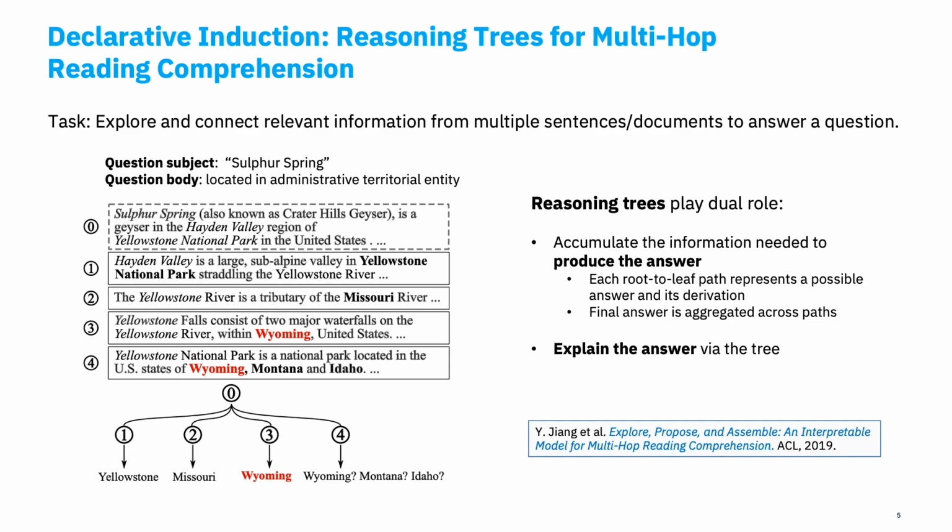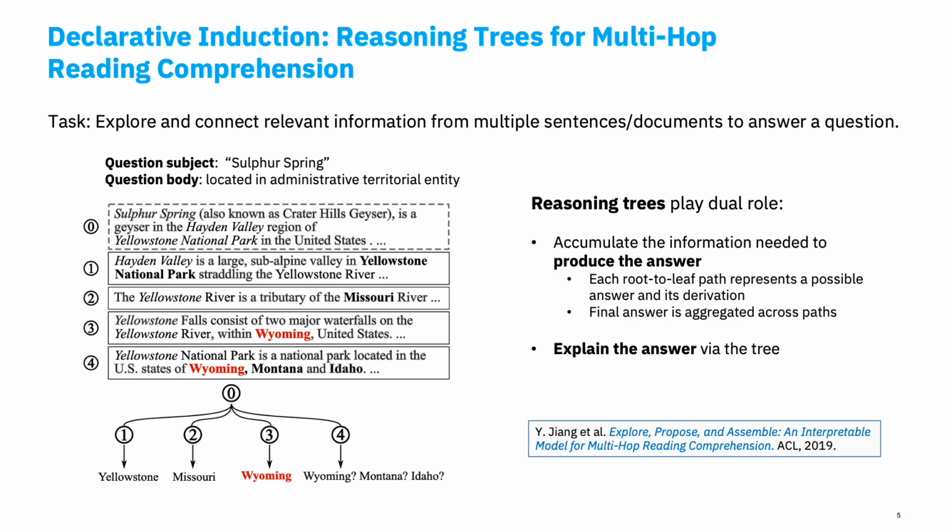The paper by Zhang et al. focuses on multi-hop reading comprehension, where the task is to explore and connect multiple sentences or documents in order to answer a question. In this example, the question is to find in which administrative territorial entity is sulfur spring located. Towards this goal, the proposed method locates the relevant documents, starting from the ones where sulfur spring is mentioned, and stitches them into a reasoning tree.